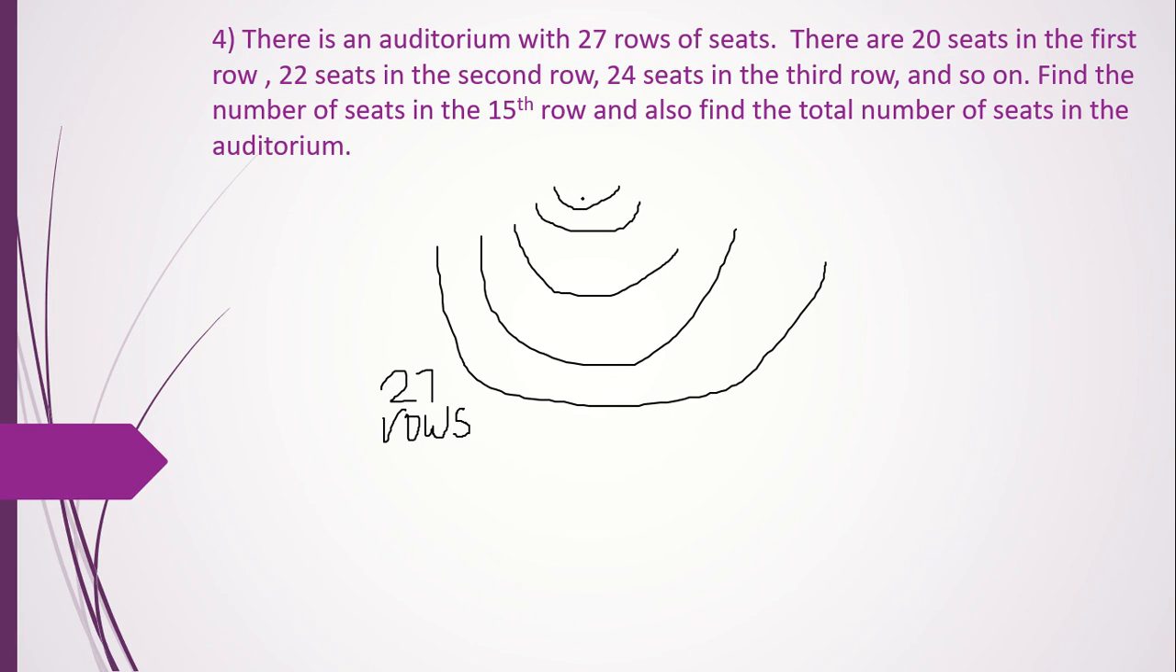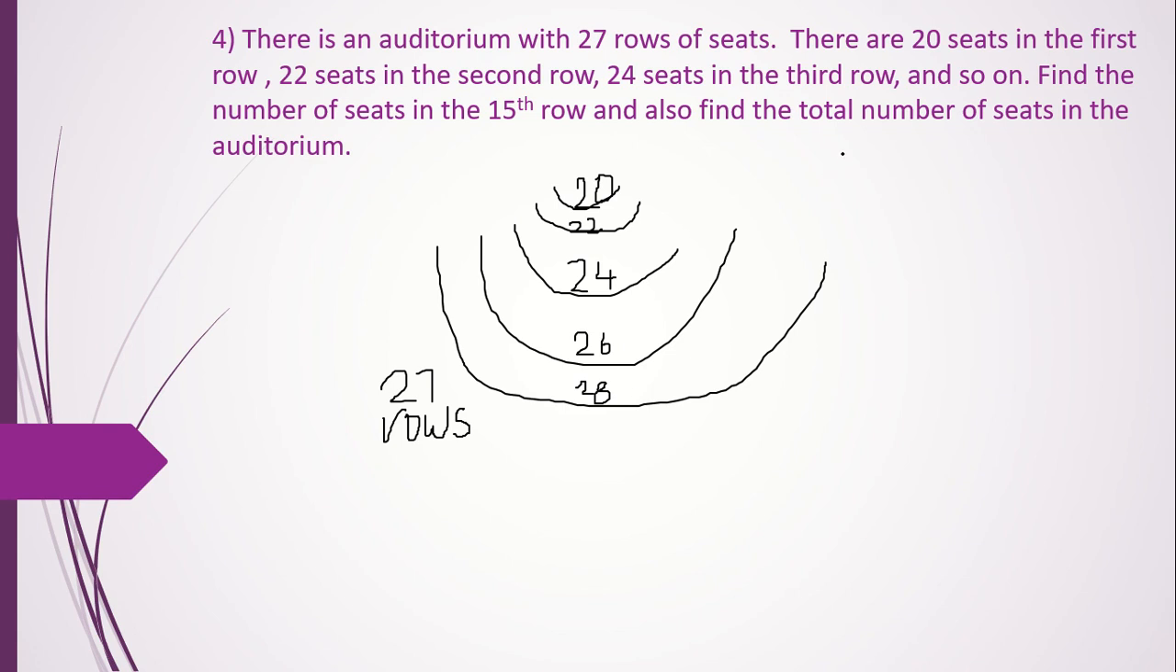Now let's say this is the first row. 20 seats are there. In the second row, 22 seats. Now this is the second row. 22 seats. 2 seats are going on increasing. Then 24. You can realize that, no? 24 in the third row and so on. So here how many will be there? 26. Here 28 seats.